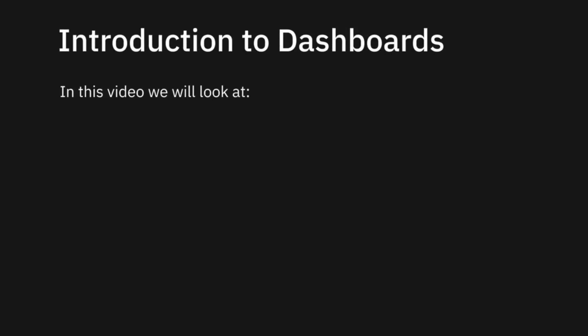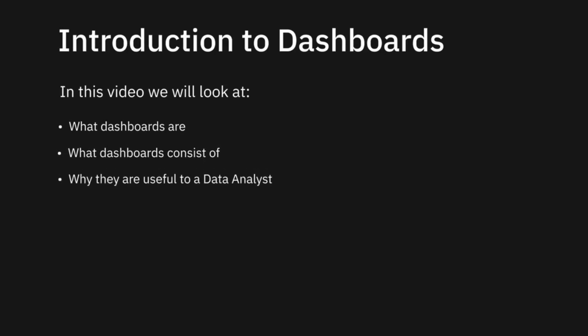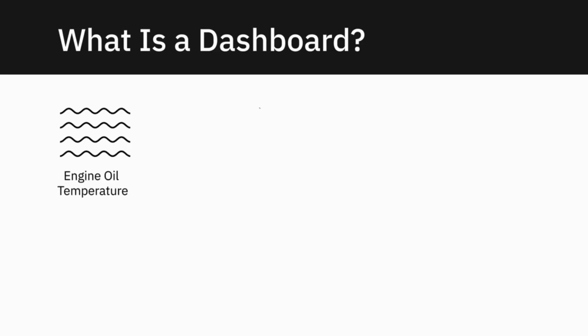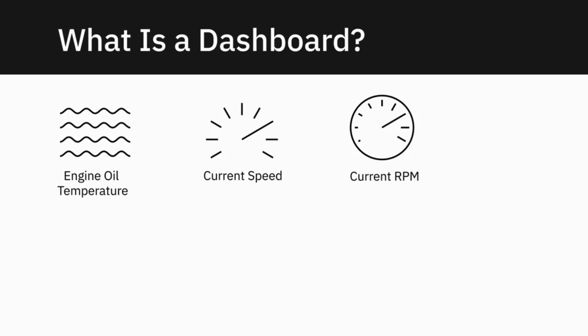In this video, we will have a brief introduction to dashboards, including what they are, what they consist of, why they can be a useful component in a data analyst's toolkit, and an essential skill in a data analyst's skill set. The term dashboard comes from the automotive industry, where car designers have put the most important gauges and other display information, such as engine oil temperature, current speed, current RPM, amount of fuel left, and so on, in a handy graphical display that is easy for the driver to view and understand.